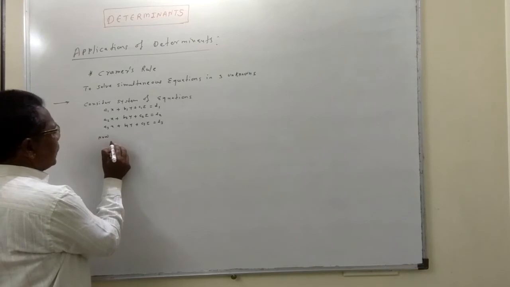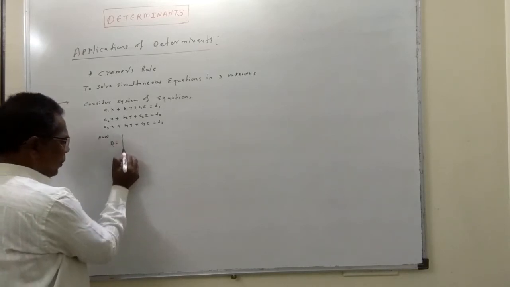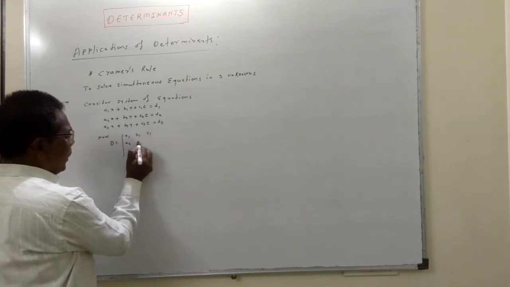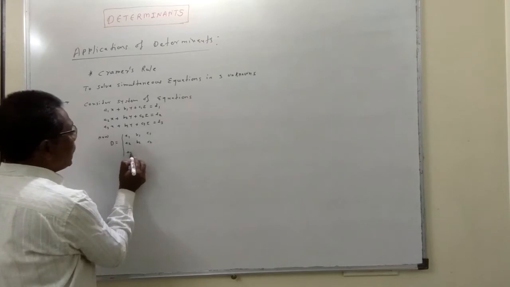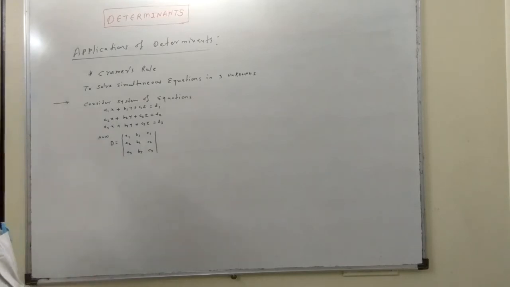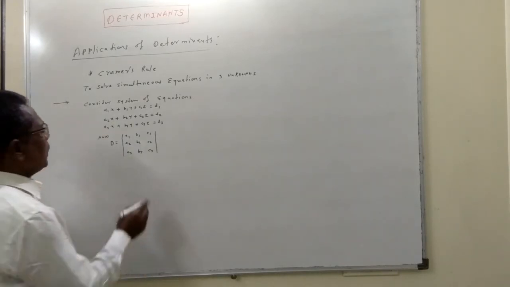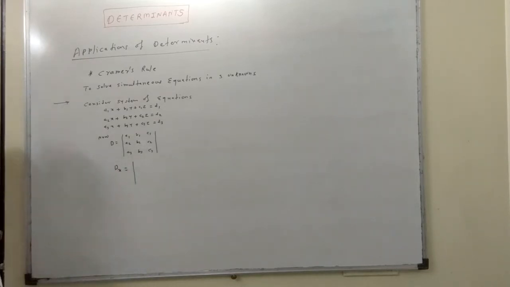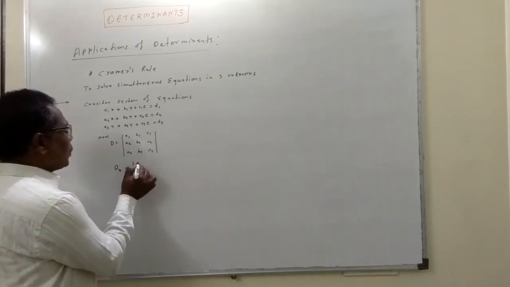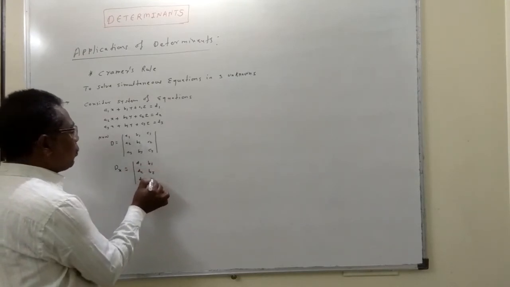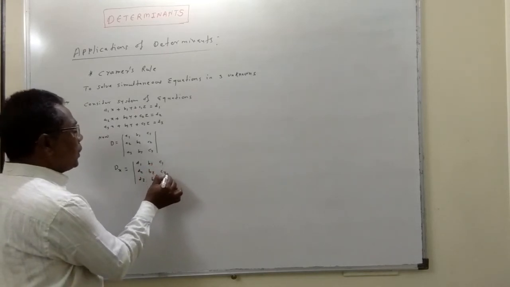Now D is equal to, you find the determinant D, that is the determinant of coefficients a1 b1 c1, a2 b2 c2, a3 b3 c3. Now we will evaluate this determinant as we have evaluated the determinant of order 3. Now we find Dx is equal to determinant. So when we find Dx, you replace coefficients of x by constants, that is first column by the constants. So we will get here d1 d2 d3, b1 b2 b3, c1 c2 c3.